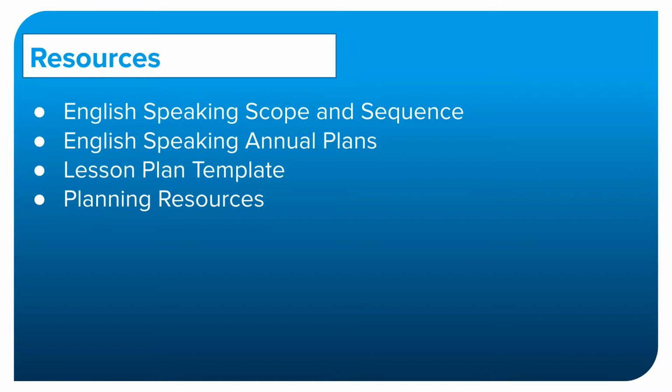So let's have a look now at some of the resources that I'm going to be showing to you. So the first, the English speaking scope and sequence, is a guide for English speaking skills students will be learning at Coppola Valley School from nursery all the way up to class 12. And we'll then look at English speaking annual plans. So I've made annual plans for classes 3, 4, 5, 6, and 7 that you all will use as the basis for your English speaking classes.